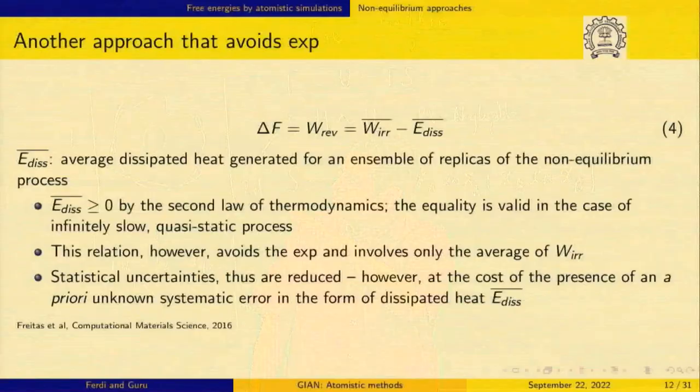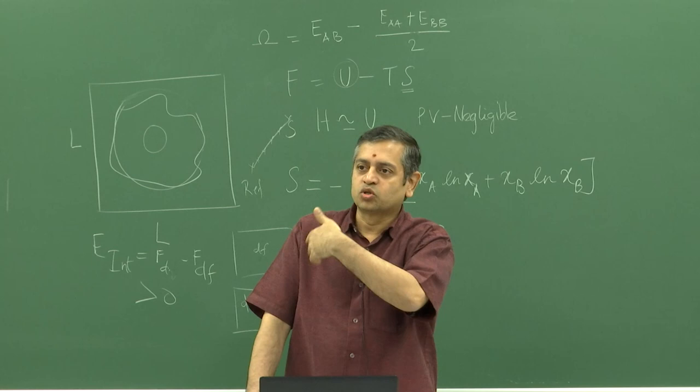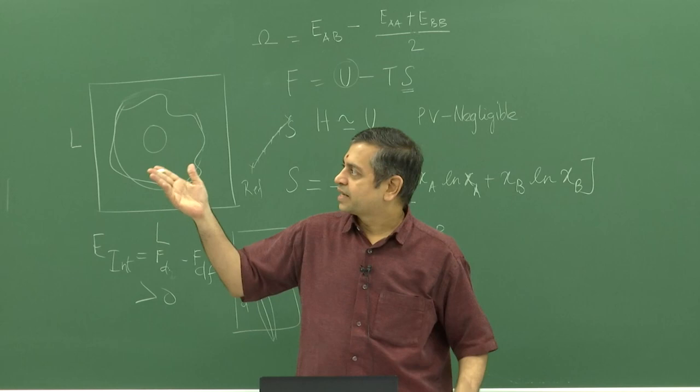So if you can, from this ensemble average of irreversible work, remove the dissipation somehow, then the remaining would be the reversible work, which will be the del F, because those two are only associated with the starting point and end point. So I can get that, okay?